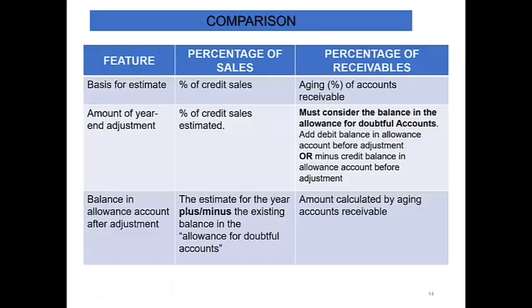Okay, and here's a chart that compares the two methods. Now remember, both of these are the allowance method. Keep in mind that the main difference between the two methods is the basis of the estimate. One is sales and one is accounts receivable, and then the amount that you put in your adjusting entry. If it's percentage of sales, you just put in the estimated amount, and if it's percentage of receivables, you've got to check the allowance for doubtful accounts balance first.